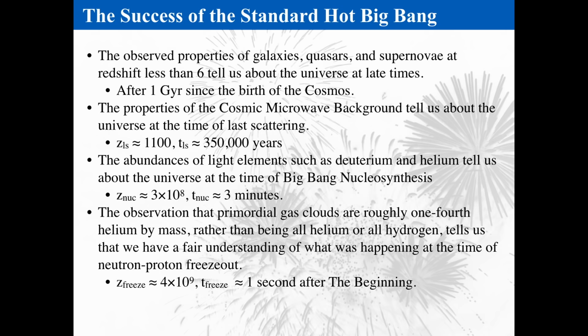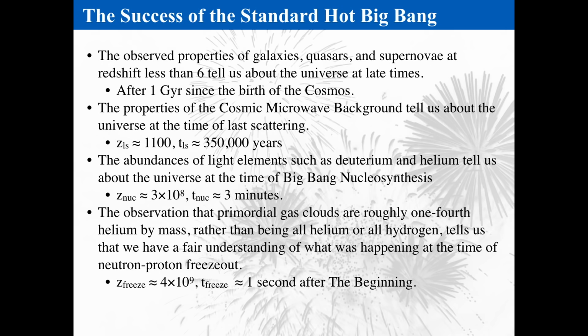The ratio of hydrogen to helium tells us what happened at roughly the time of neutron-proton freeze-out, meaning when neutrons and protons were in balance. And that's about when the universe was 1 second old, at a redshift of about 4 billion. The freeze-out, when neutrons and protons fell out of balance, happened at about 1 second. So we pretty much can answer almost every aspect of the cosmos observationally down to about 1 second after the Big Bang, which is an amazing triumph.